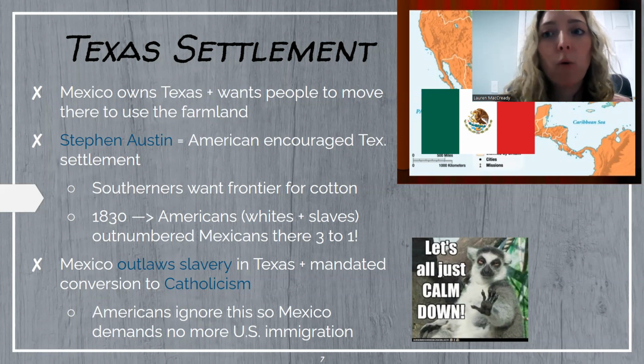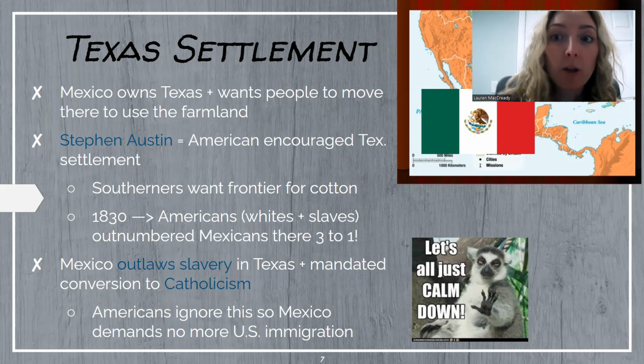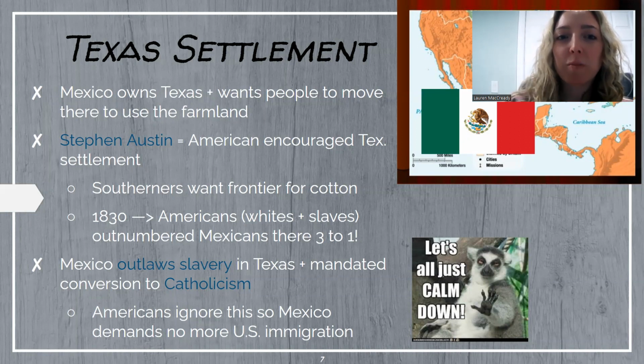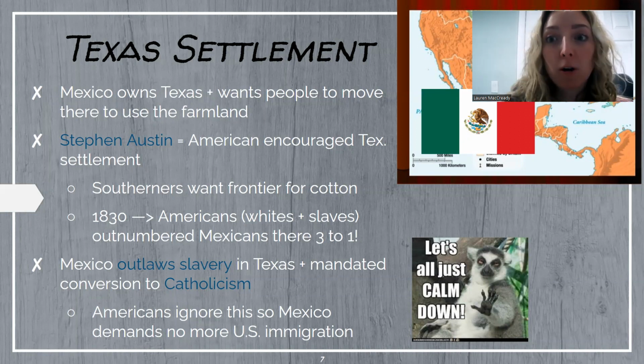So it would kind of be a win-win situation for the citizens who need that land and for the Mexican government. Stephen Austin, as in Austin, Texas, is the American that really encouraged that Texas settlement. So another kind of Southern Democrat who believes that this is that boost that the Southern agricultural American dream needed. So it's going to be largely slave owners and cotton planters that are going into that area.